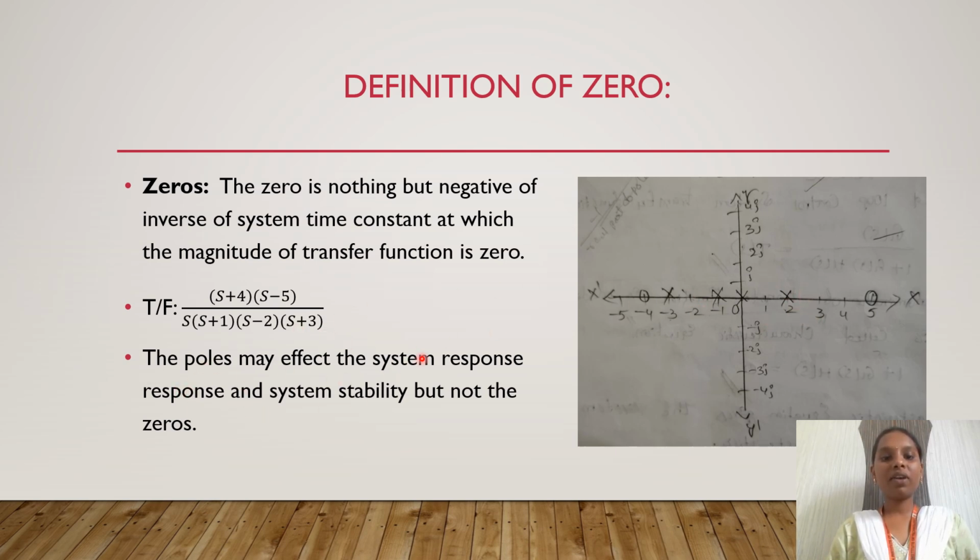Next, the poles may affect the system response and system stability, but not the zeros. So here, poles play a major role. Thus, the system response will be differentiated, and the system stability also varies.